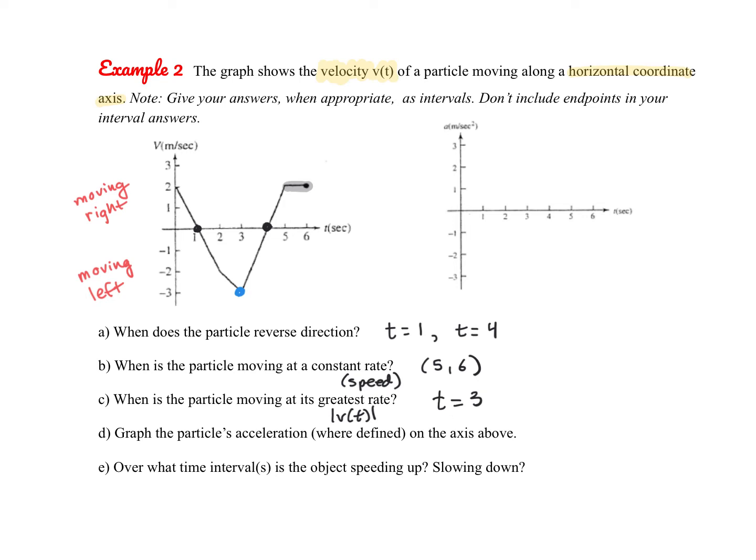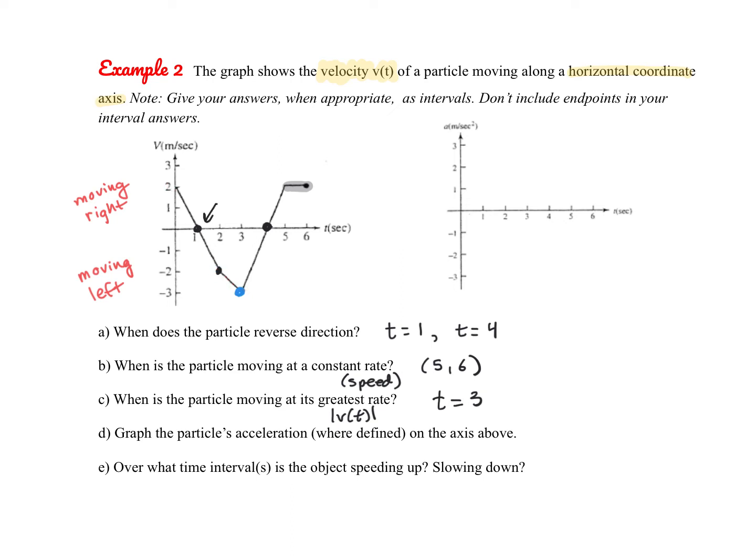Now we're going to try to graph our acceleration function wherever it's defined on the axis here. Remember, acceleration is the derivative of our velocity function, so it's going to represent the slope of our velocity function. We're going to look at each individual segment and see if we can determine the slope. From here to here, we can see that it's kind of changing right here, so I'm going to put an extra dot to show that this is a different interval.